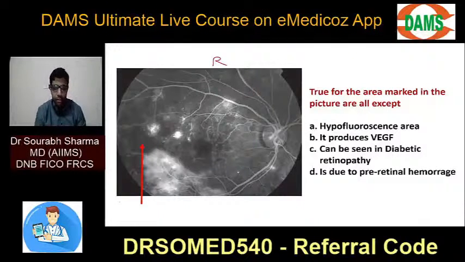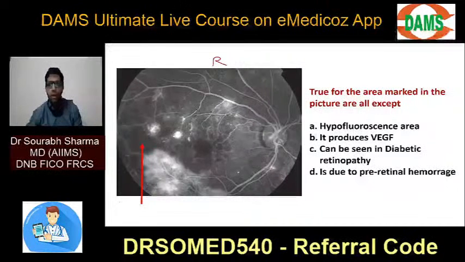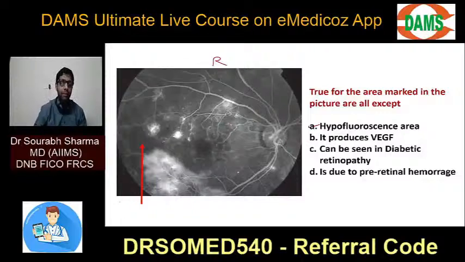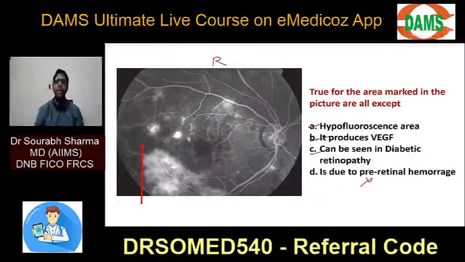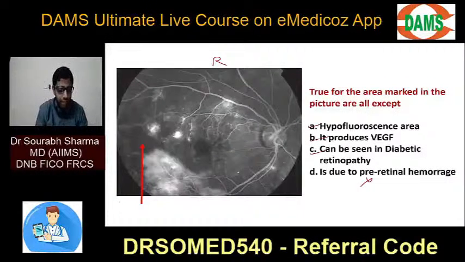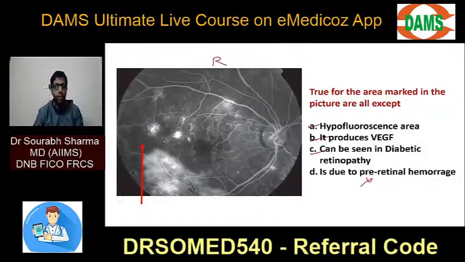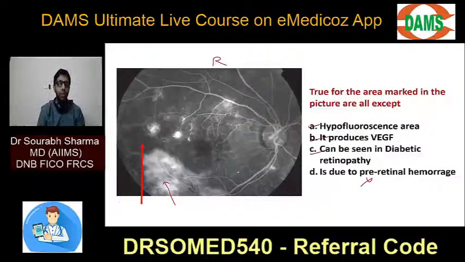So good answers. Is it a hypofluorescence area? Yes, hypo. It is dark now, so it is correct. And what is this? This is the ischemic retina. It is not a pre-retinal hemorrhage. It is producing VEGF. And yes, it can be seen in diabetic retinopathy. So D is the answer. Piyush, you are doing it wrong. It is hypo, a dark area. Dark is hypo. This white area is hyper. That is due to VEGF and new vessels.